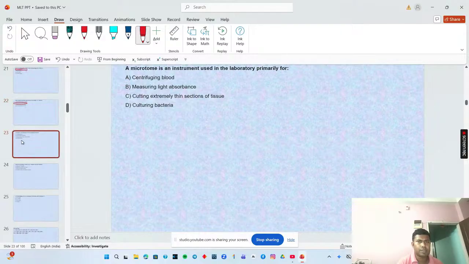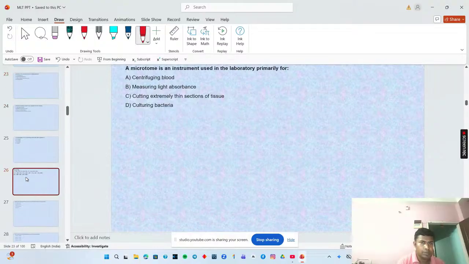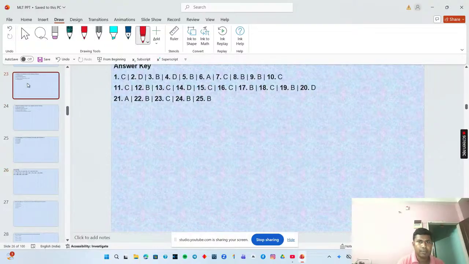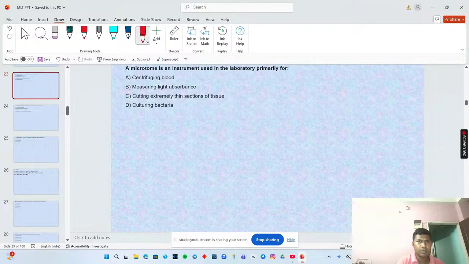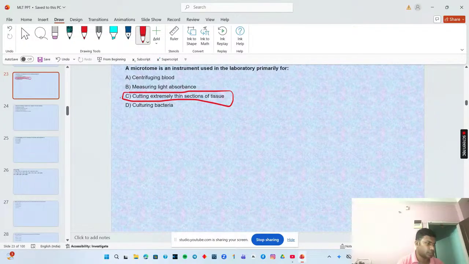Now I will come to the next question, and here the next question is given as, a microtome is an instrument used in the laboratory primarily for what? Why is a microtome used? It is used for cutting extremely thin sections of tissue, and this instrument is used in the histopathology lab.